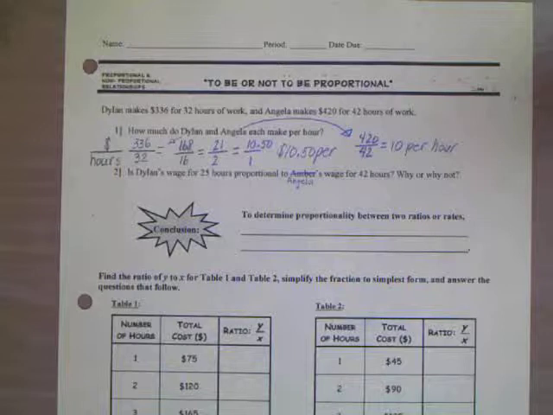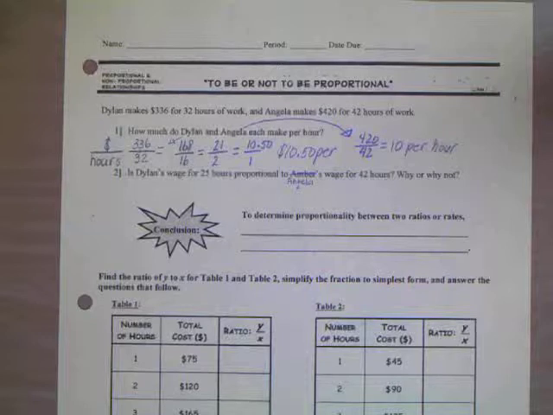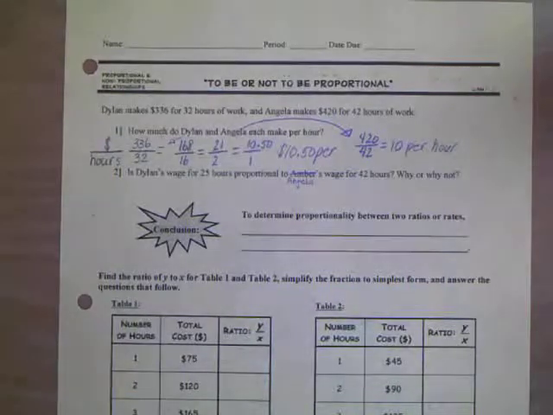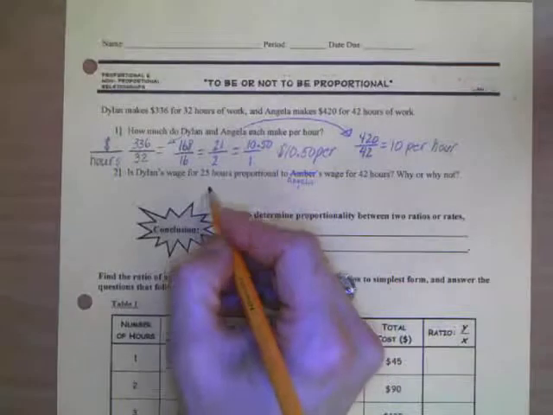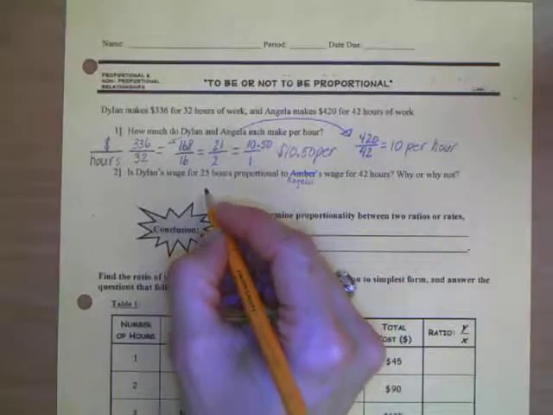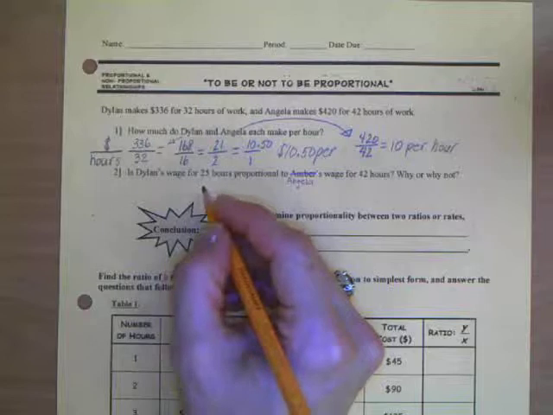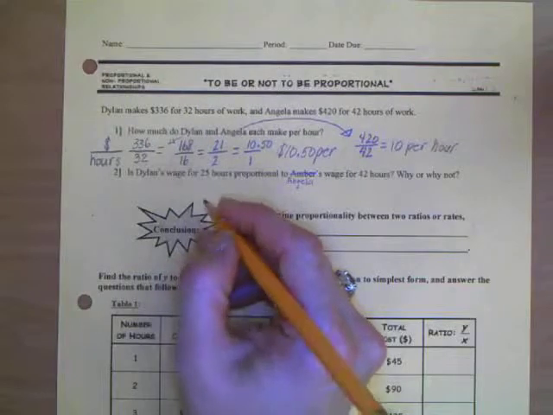Okay. So the question is this. No matter what the hours, if they both work 25 hours, is Angela ever going to make as much money as Dylan? No. Why not, Munam? Because $10.50 per hour is just more than 10. It's right. So no matter what you multiply them both by, Dylan's always going to make more money.